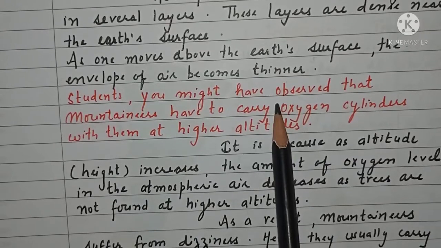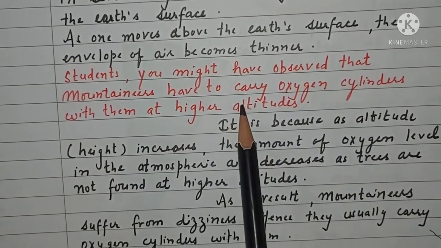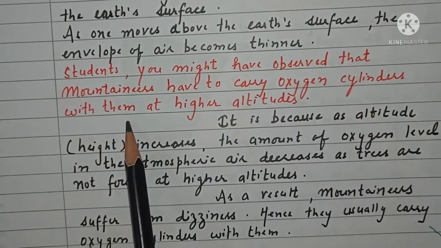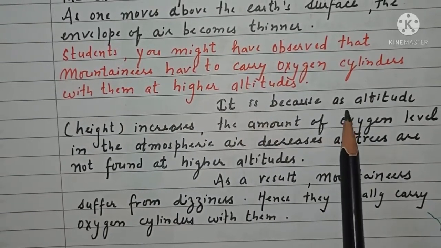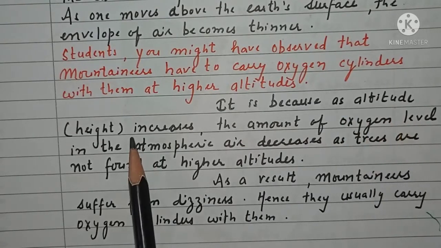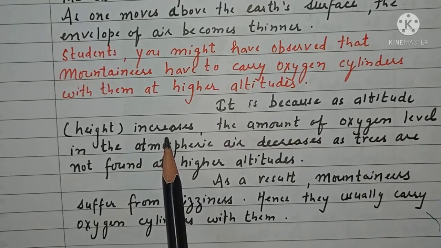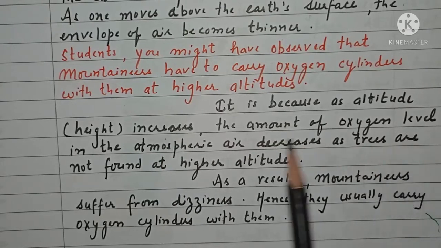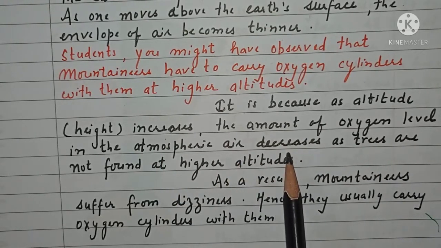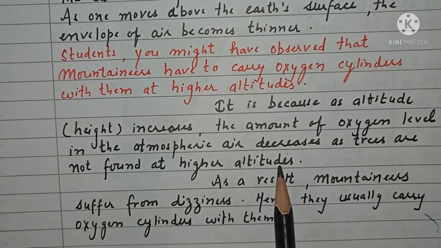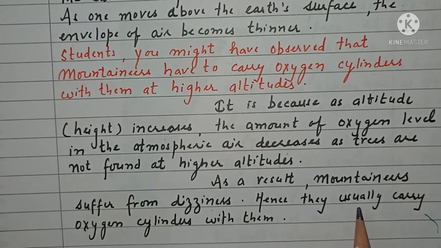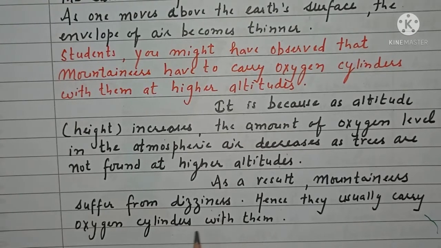Students, you might have observed that mountaineers have to carry oxygen cylinders with them at higher altitudes. Why? It is because altitude means the height, and as the altitude increases, the amount of oxygen level in the atmospheric air decreases as trees are not found at higher altitudes. And as a result, mountaineers suffer from dizziness and hence they usually carry oxygen cylinders with them.